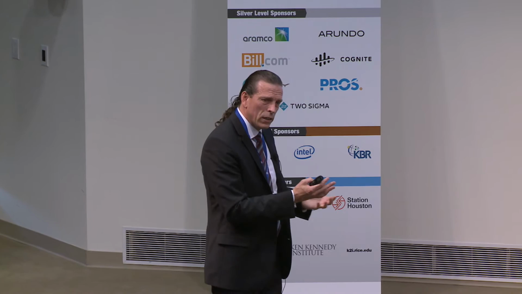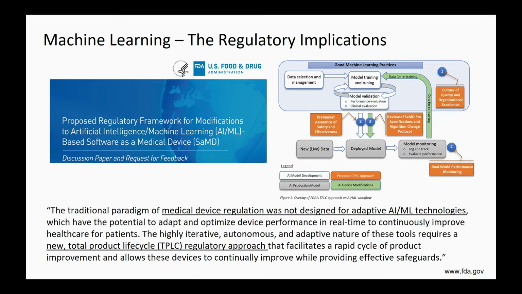In fact, the FDA this spring put out an article, a proposed regulatory framework for modifications to AI and machine learning-based software as a medical device. They specifically say that the medical device regulation was not designed for adaptive technologies. It's designed as a device that should operate as predicted in a consistent way. The idea that it's actually learning from new information in the ecosystem it's operating in is something that breaks their evaluation framework.